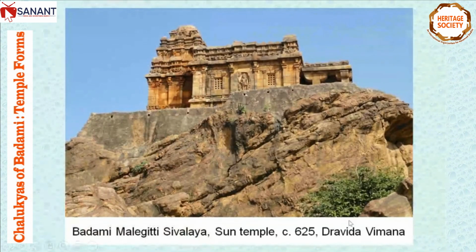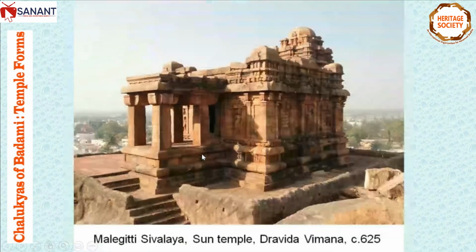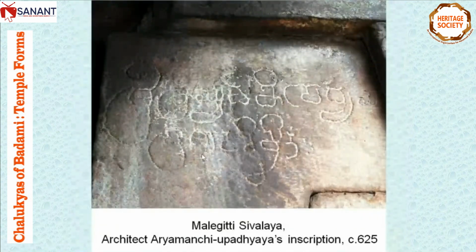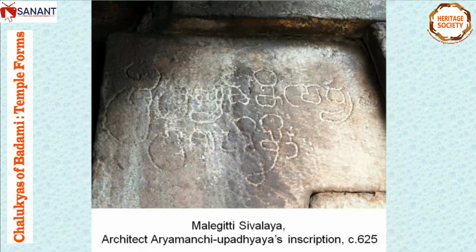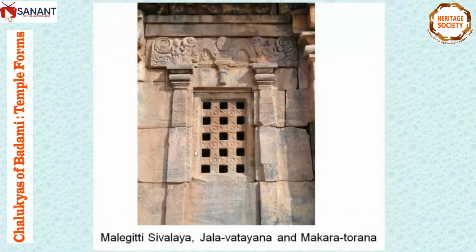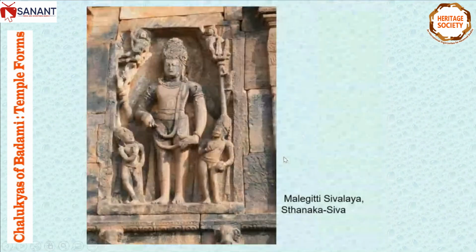This is Malagiti Shivalaya around 625. It's a very interesting Dravidian temple in the sense that there is almost nothing which is northern about it. All the features are southern features. You can see another close-up of that here. We know the architect of this temple, Aryamanchi Upadhyaya. This very beautiful grill with Makara Torana is also a noteworthy feature here.